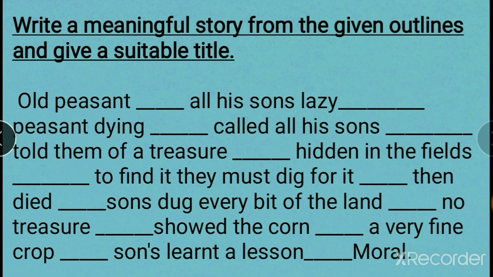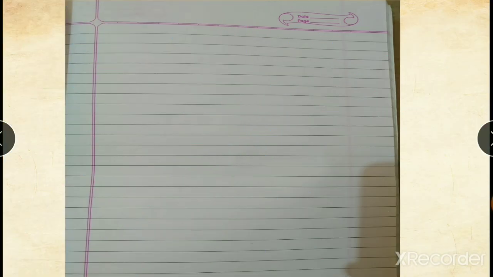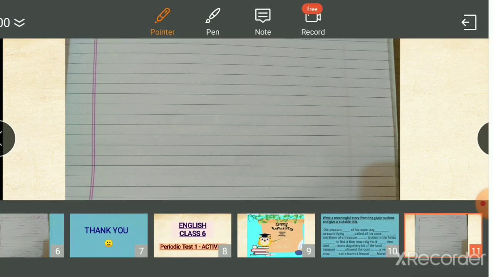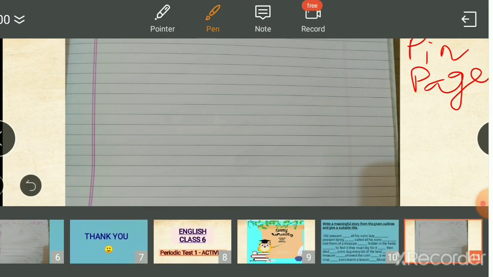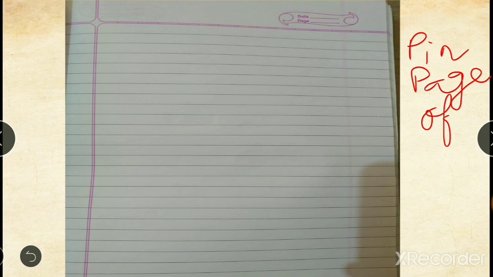Now I am going to explain how you are going to write the activity in your CWs. You are going to take a middle page of your CW. Pin page means middle page, the pin page of your CW. On the first page of that middle page, you're going to write your name, class, division.